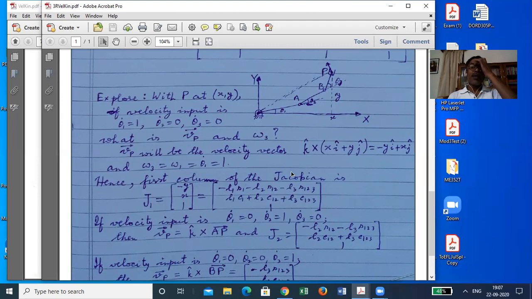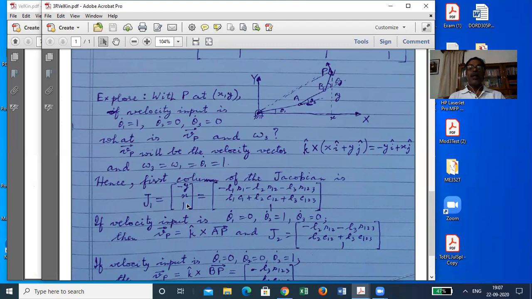And what is the angular velocity of this? Since from here to here all of them are rigid, then all of them together will be rotating about this point, which is the z-axis, with unit angular velocity, because that is what we are giving at this point. So that is 1. So when you put these three things in this, we have got the first column of the Jacobian.